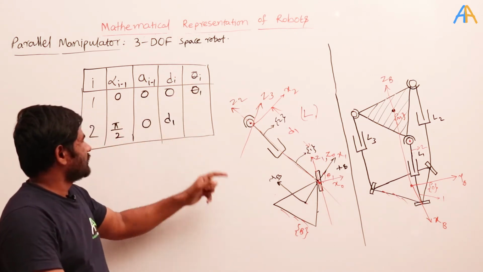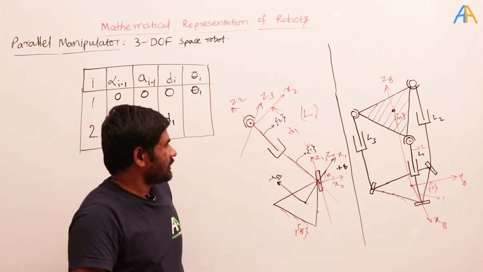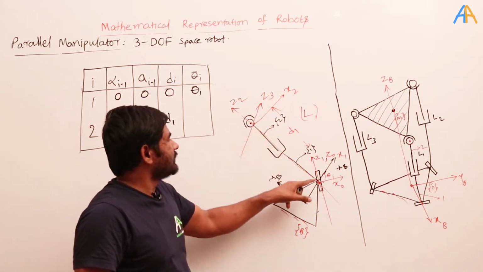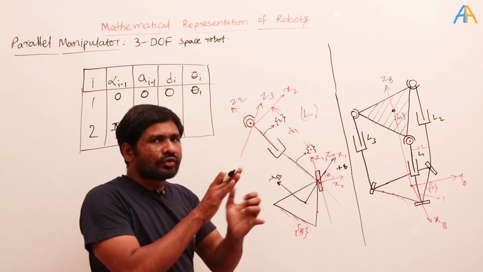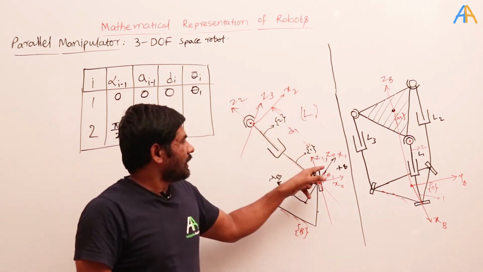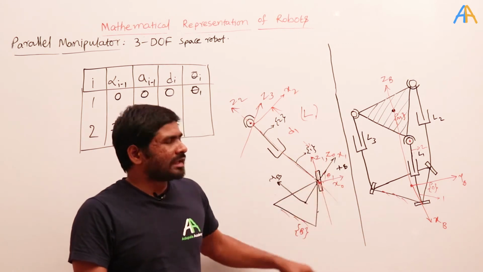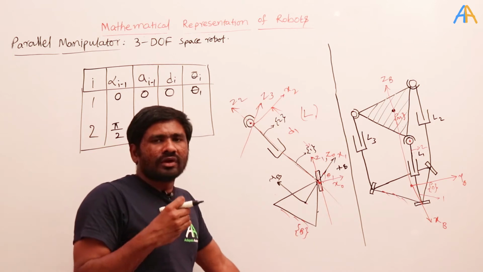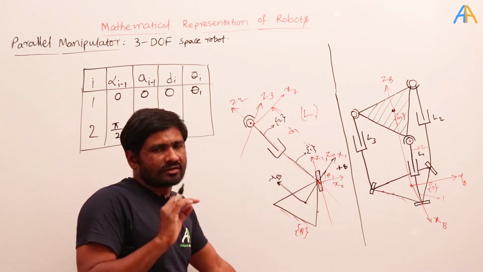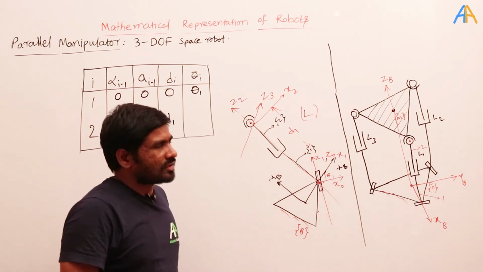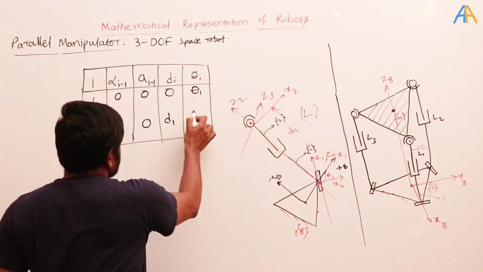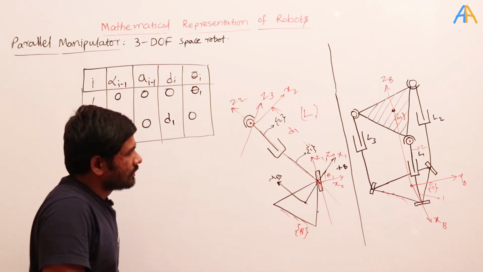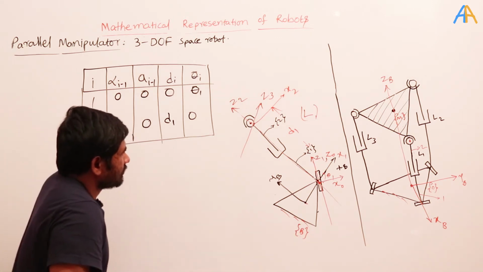Now the angle between x1 and x2: with respect to x1 and x2 only the distance is changing, but these are not rotating with respect to each other. When x2 is not rotating with respect to x1, then these two always remain oriented in the same direction, and only the distance between them is changing. That means the angle between them is 0. That means both remain oriented in the same direction.